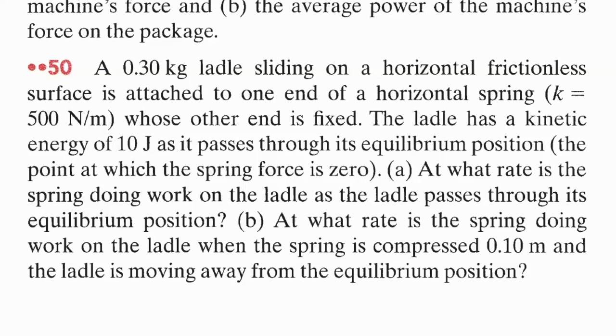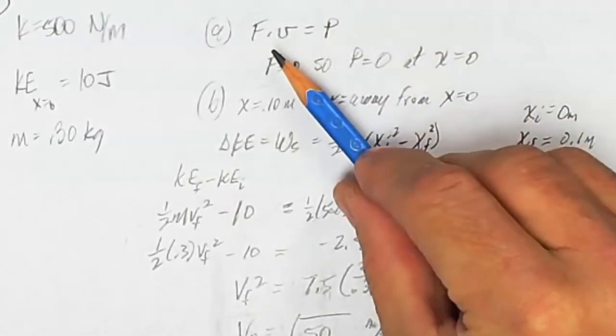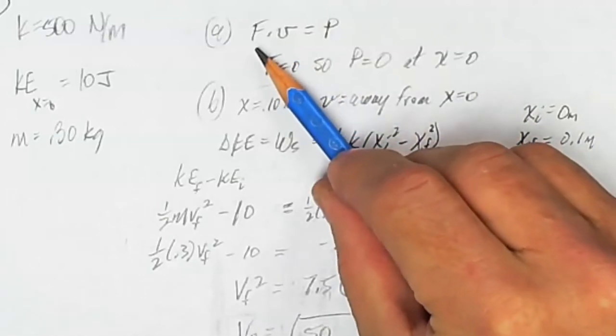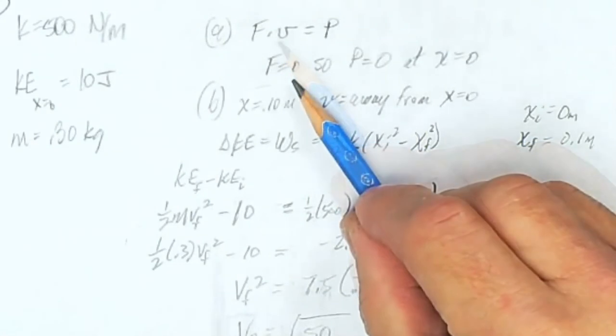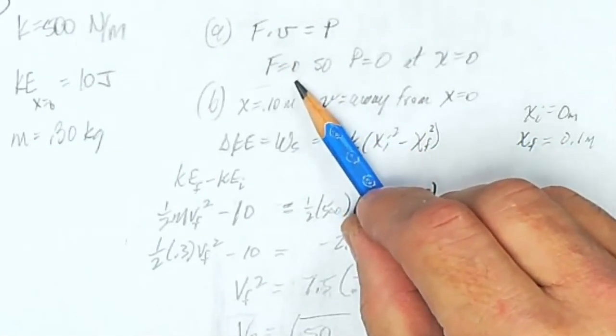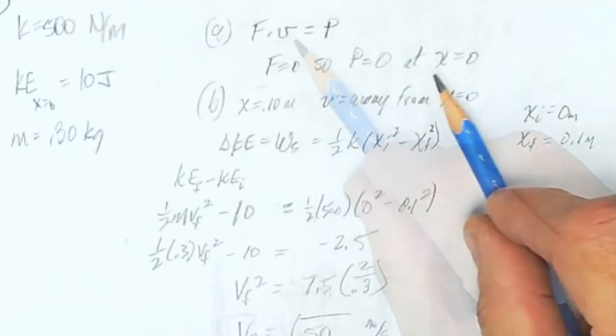So we have to recognize those words. At what rate, that means what is the power, and at the time that it passes through the equilibrium position. So that is the instantaneous power. The instantaneous power is given by the force times the velocity. At the equilibrium position, that's where the force of the spring is 0. So the instantaneous power at that moment is 0.